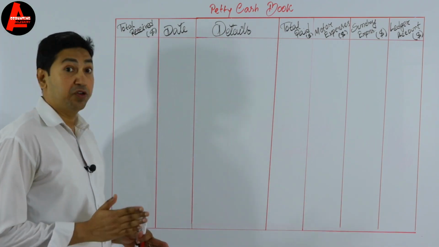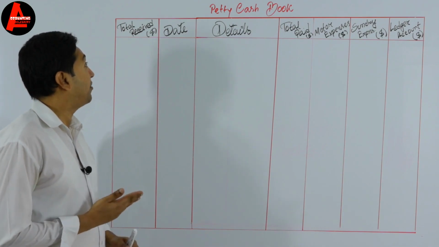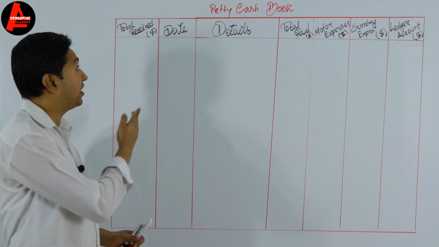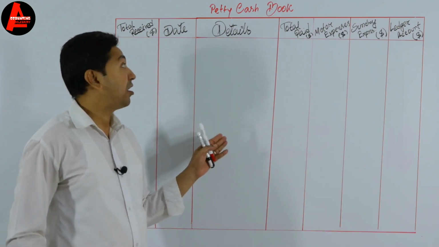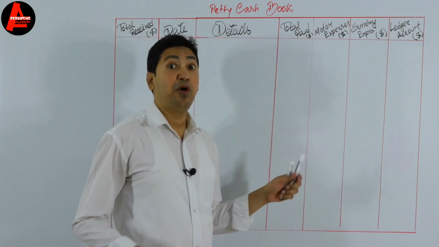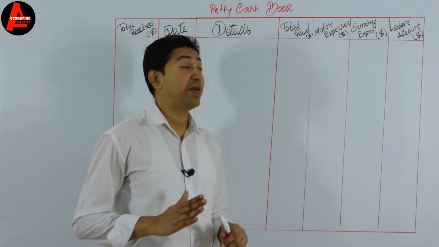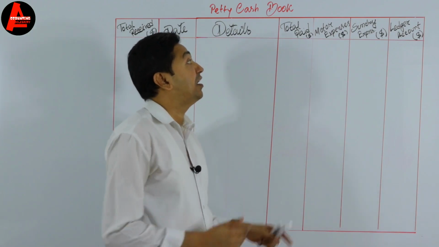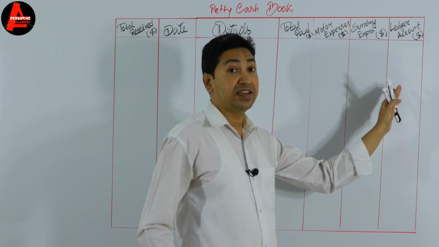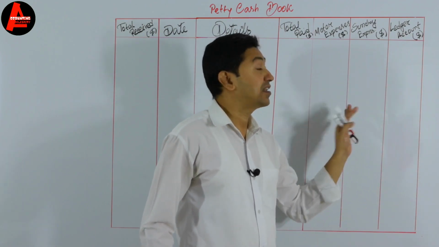Before we write here, let us have a look at the format. We have the total receipt column, the date column, and the details column. Here we will write all the transactions. Total paid, the amount which is paid for any types of expenses, will be recorded here. The expenses we have classified on this side. I'll show you these things later.